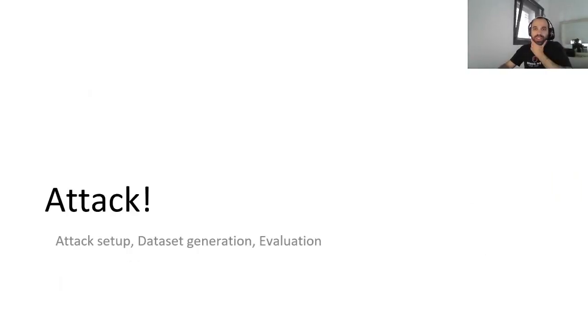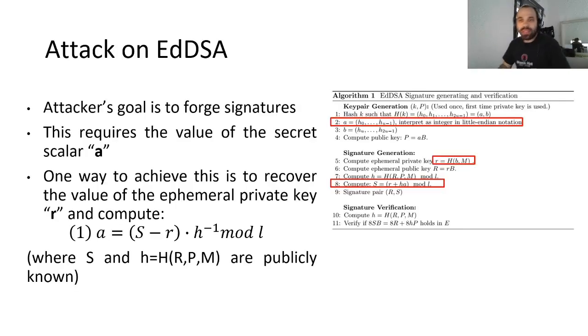Thanks for the excellent intro, Orel, and now let's dive deep into the core of the paper. So, an attacker wants to forge signatures, so he needs to obtain the private key for signing. What does it mean exactly? Well, in our case, if we take a close look at the signature generation algorithm, we only need to get hold of the secret scalar A.